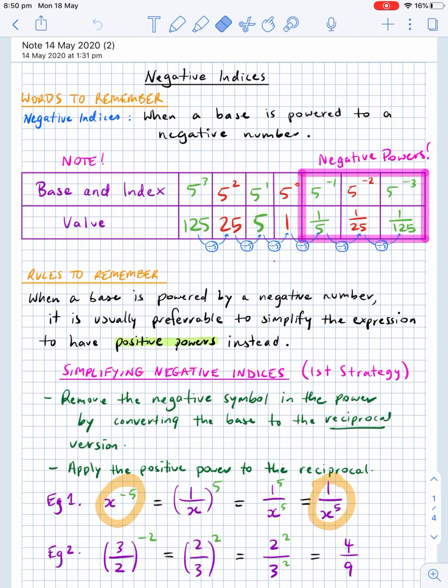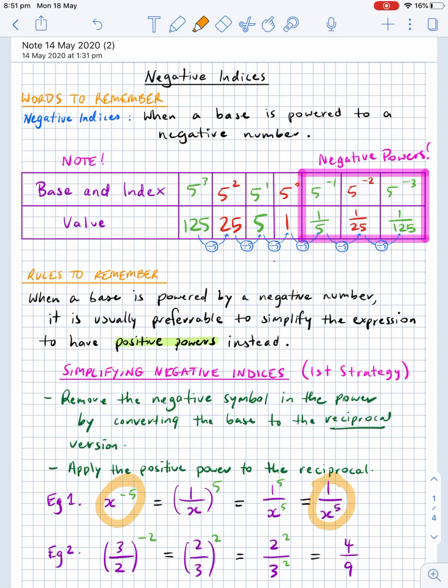Hi guys, so for today's lesson we're going to be dealing with negative indices. Okay, so what do I mean by a negative indice? Well, when a base is powered to a negative number, that's when you get a negative indice. So it's pretty much just like your power is some sort of negative number.